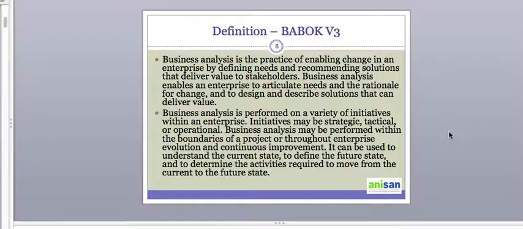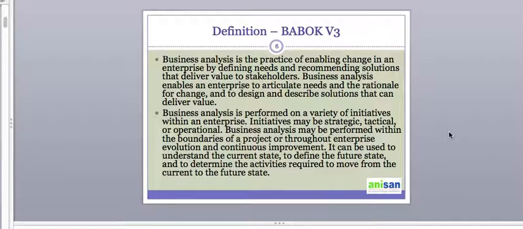Business analysis is performed on a variety of initiatives within an enterprise. It may be strategic, tactical, or operational. So at different levels business analysis can happen. Strategic is long term, tactical is short term or interim, and operational is ongoing processes. Business analysis may be performed within the boundaries of a project or throughout the enterprise evolution and continuous improvement. It simply says that it can be done throughout the organization's evolution.